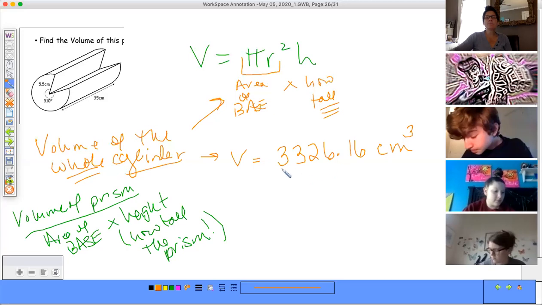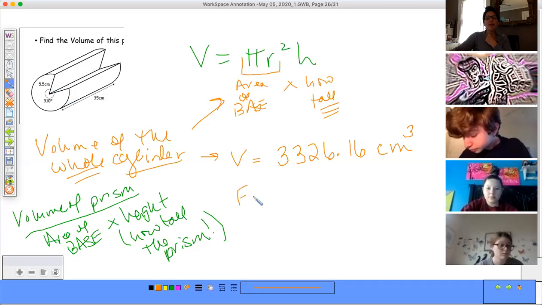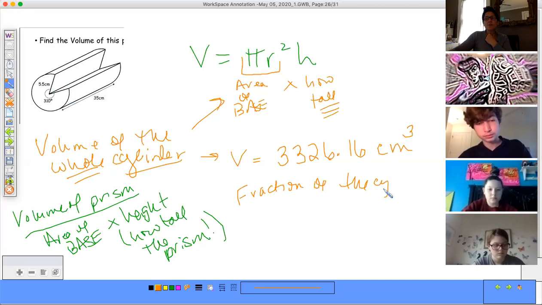How would we figure out how much of the cylinder we actually want? Does anybody have any ideas? Because we only want a fraction of the cylinder, right? That's what we're looking for, the fraction of the cylinder. Any suggestions on what we would do?